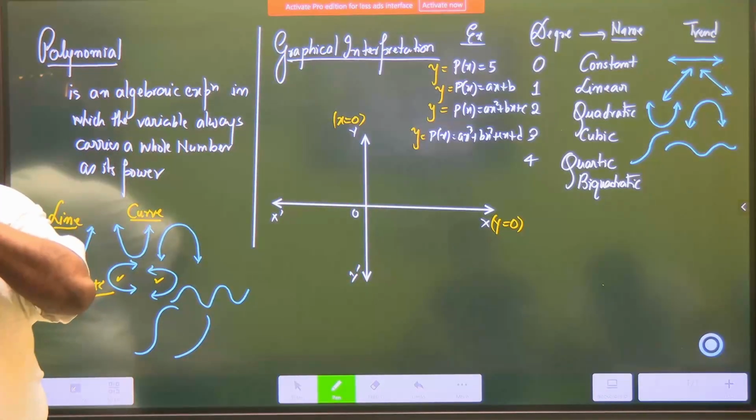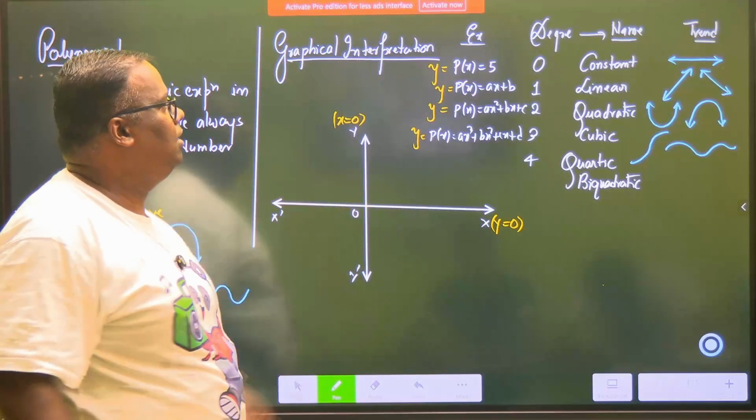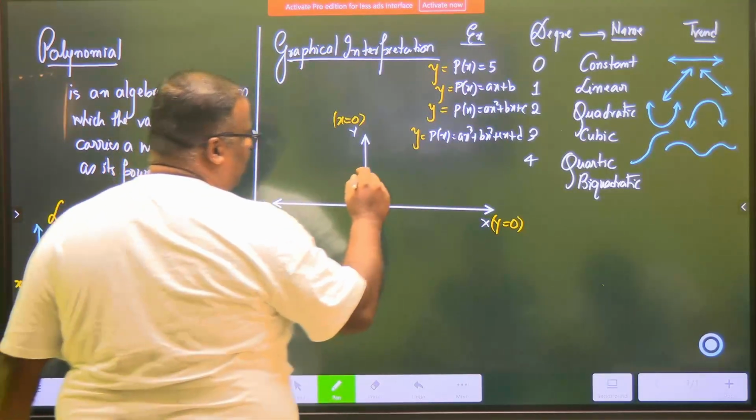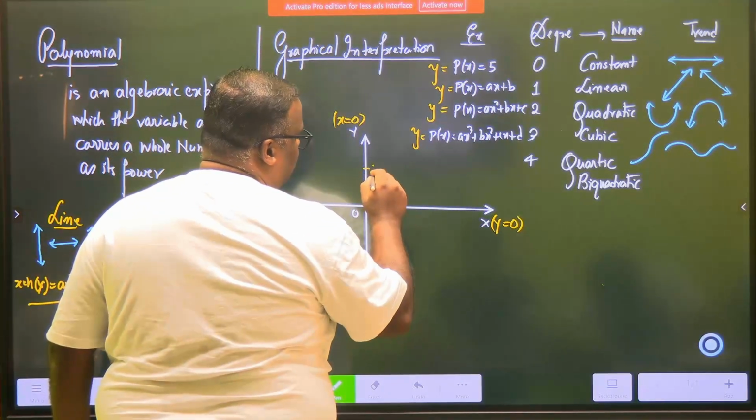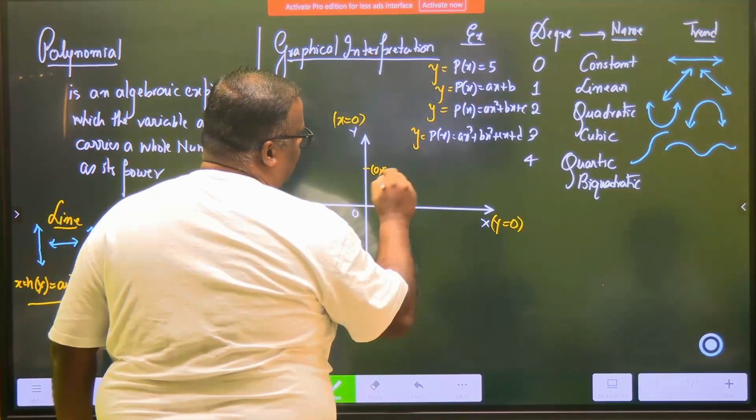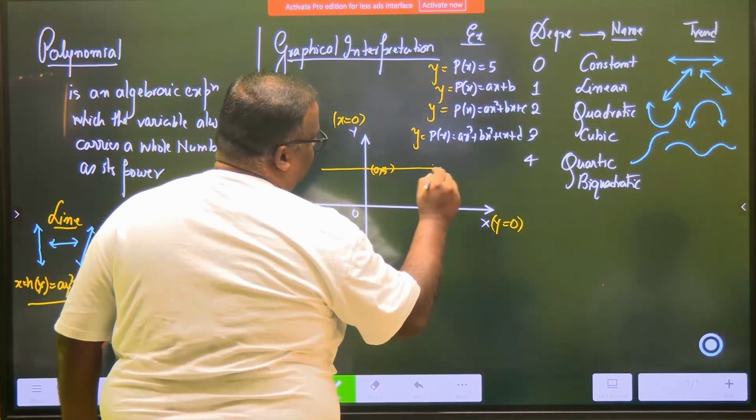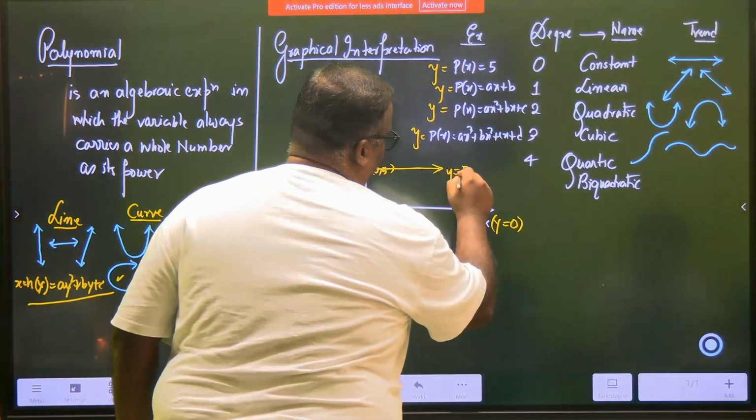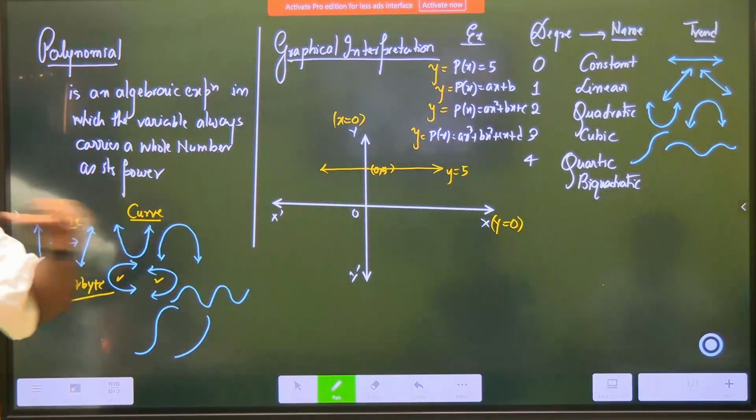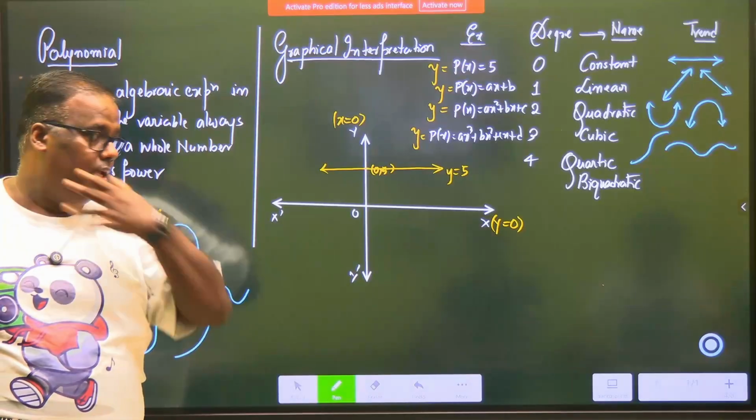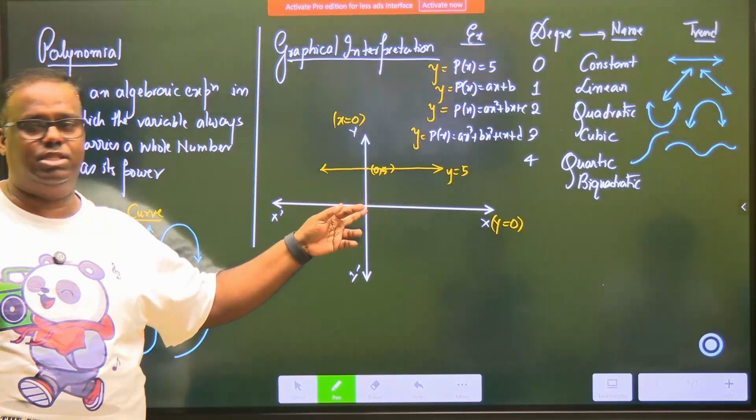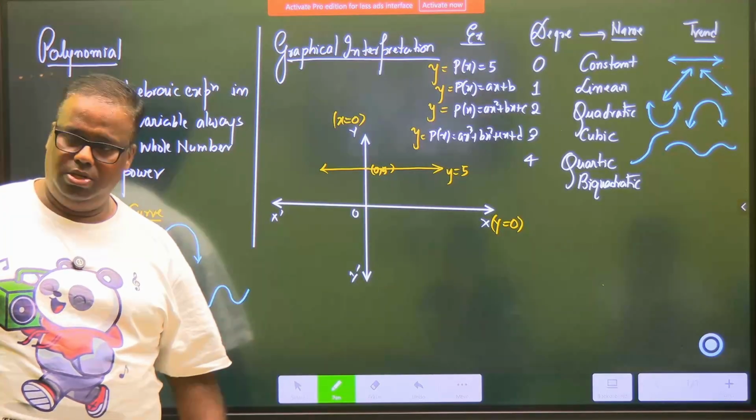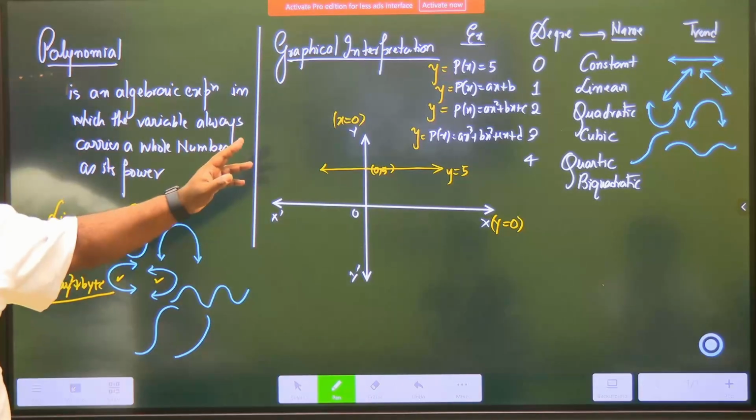Is that understood? So if you say plot y equal to 5, that graph will pass through 0, 5, and it will be a straight line parallel to the x-axis. This is y equal to 5. Any dispute in understanding this? If this was y equal to 0, it is the x-axis. If it is y equal to minus 5, it comes here. Understood? That much only I wanted to say.